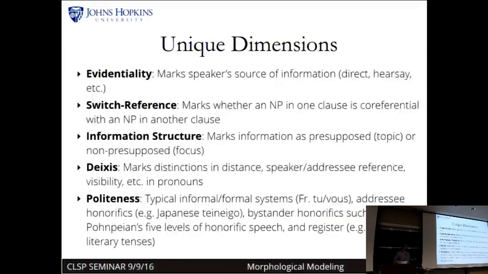Because we are trying to be comprehensive, we included a lot of unique dimensions that other annotation schemes don't always include. These include evidentiality, which is a marker for the speaker's information source, and whether it's hearsay, direct sensory perception, and so on. We included switch reference, which some languages use to indicate if an NP or pronoun in one clause refers to the same entity in a previous clause.